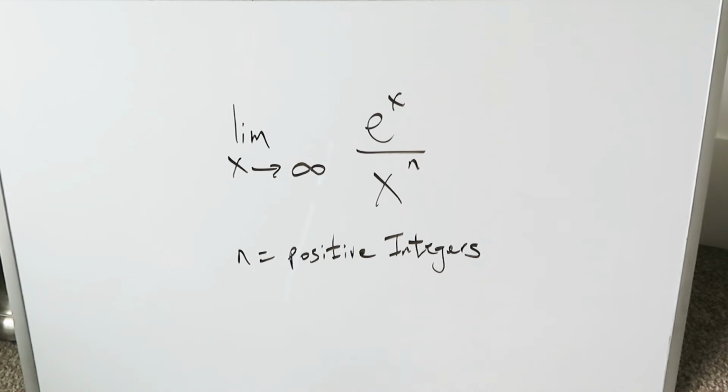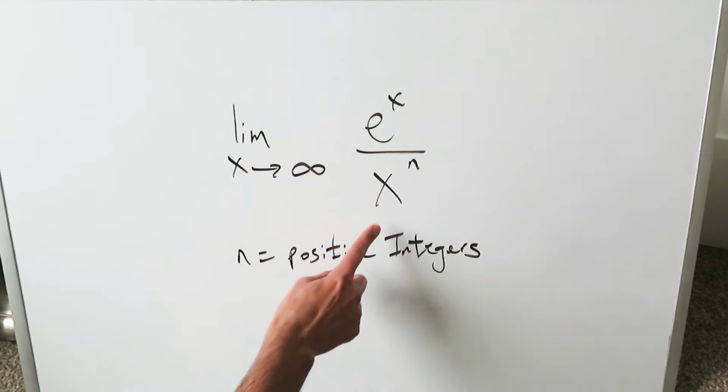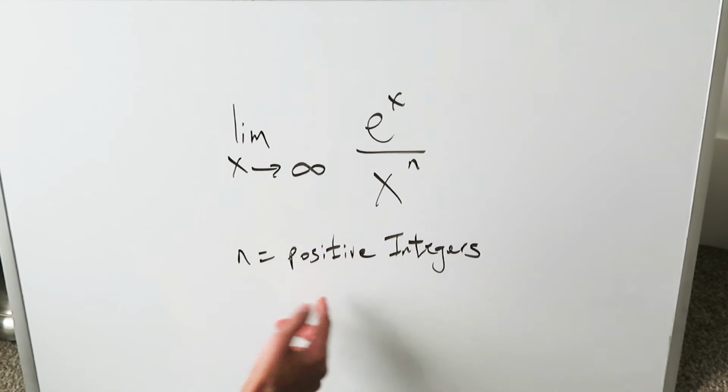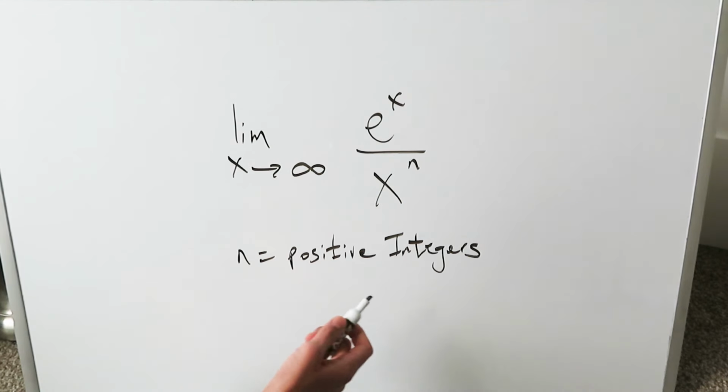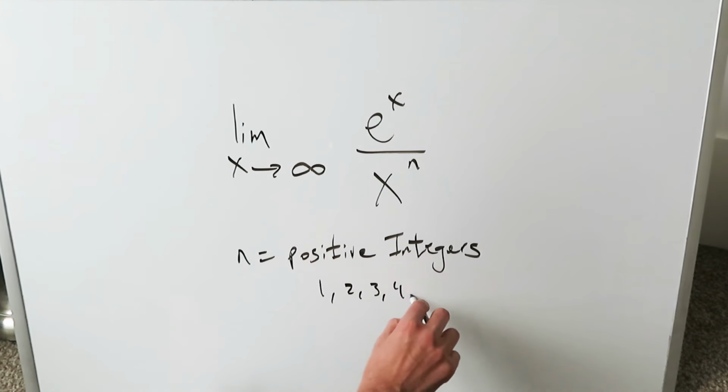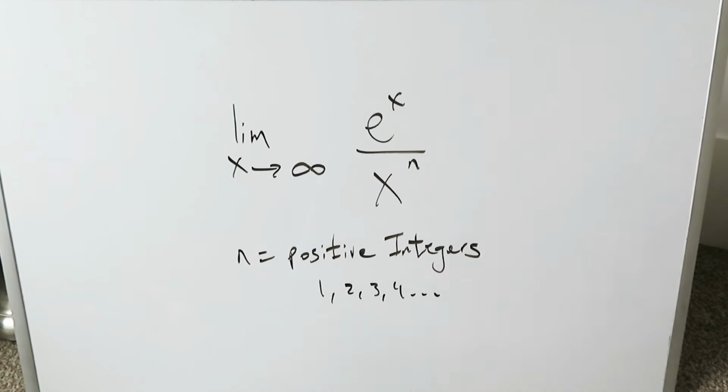Let's look here. Limit as x approaches infinity, e to the power of x divided by x to the power of n. These are powers of x, a function which represents powers of x where the n represents positive integers. You know it won't be fractional values, but it will be values such as 1, 2, 3, 4, on and on, even and odd exponents.